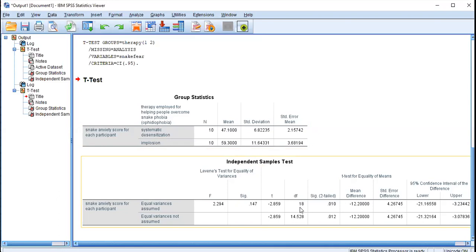Degree of freedom is 18. And you know why it is 18? It is 18 because we have got 20 participants.